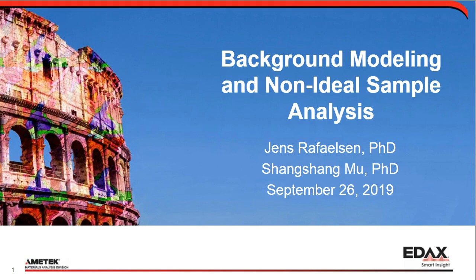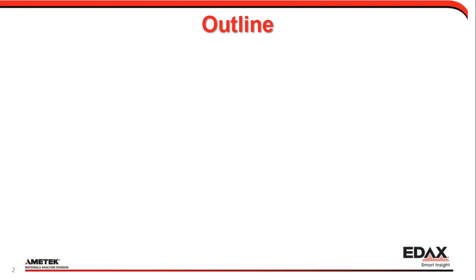We'll start by doing a quick outline of what we'll be talking about today. I'll start off by talking about X-ray generation in general. A lot of what we will be discussing is around the background that we see in the spectra. So where does the background come from? And then we'll talk about what we can actually learn from the background. One of the big things that's easy to extract from the background is the Duane-Hunt limit and whether the sample is charging or not.